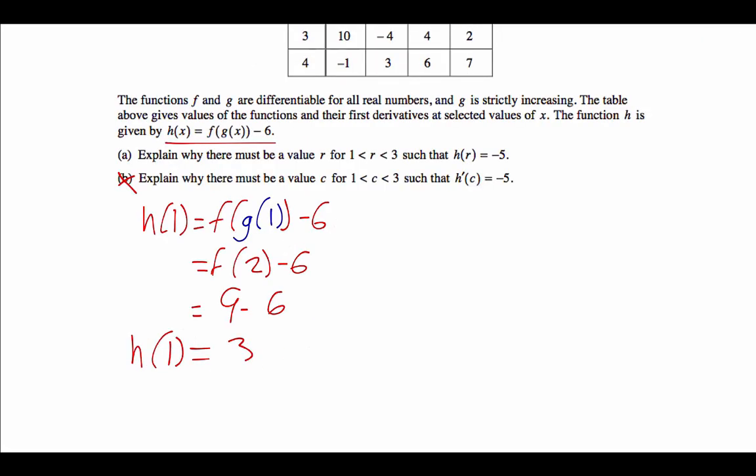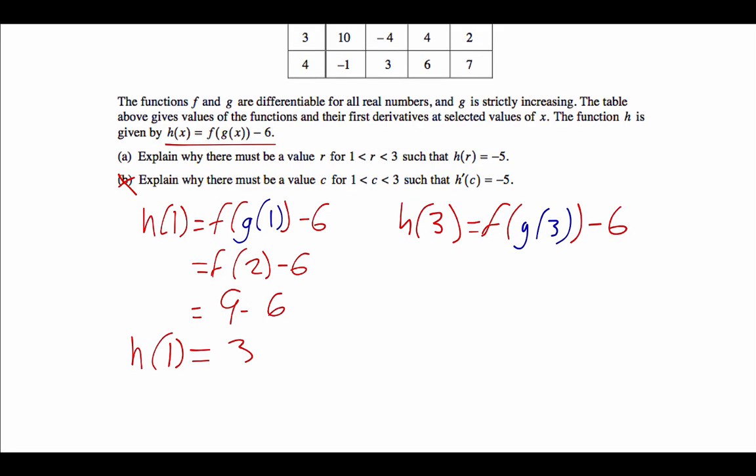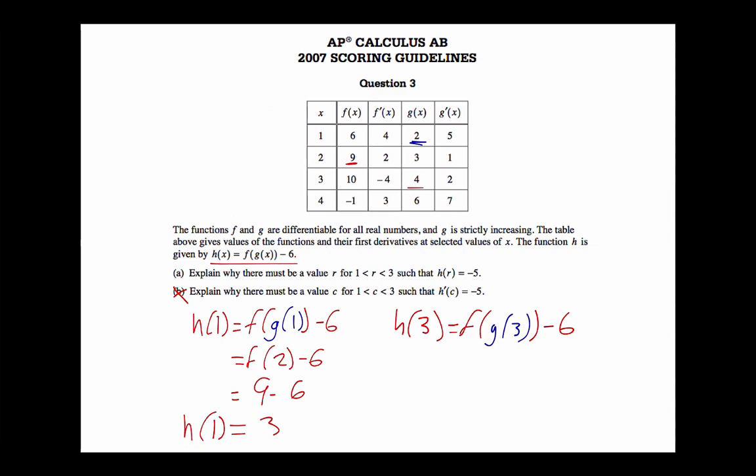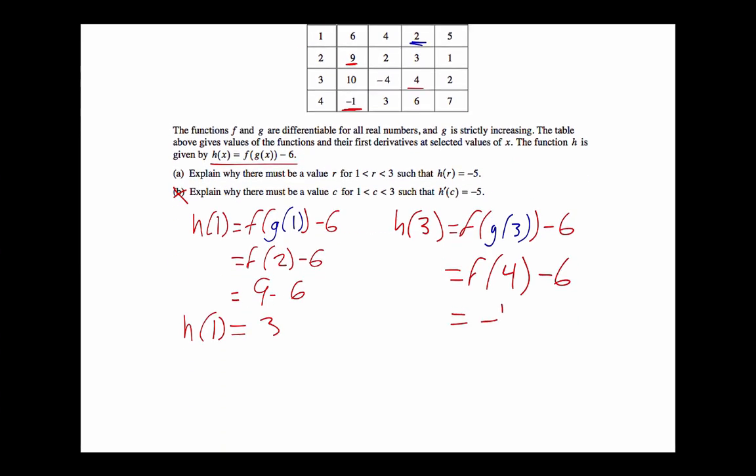Now plugging in the other bound, we're going to do h of 3. It's going to be the same setup, but instead of f of g of 1, we're going to do f of g of 3. Then we still have that minus 6. Now g of 3 in this case, we've got it at 4. So it's going to be f of 4 minus 6. And f of 4, we can find from our table, is negative 1. So this ends up being negative 1 minus 6. So kind of cleaning this up, h of 3 equals negative 1 minus 6 gives us negative 7.